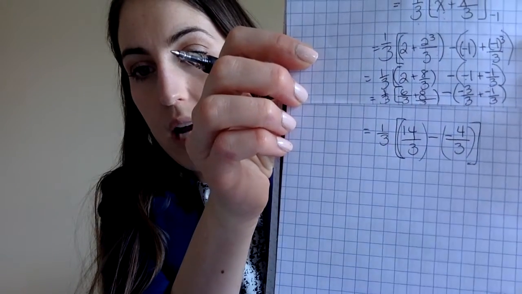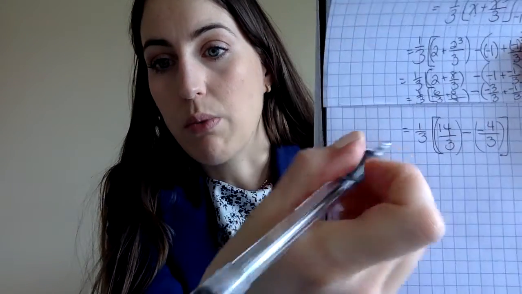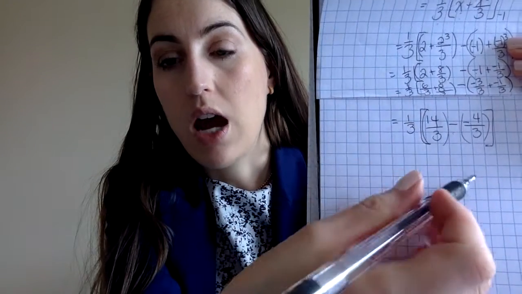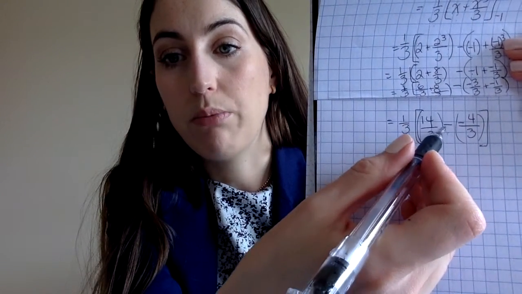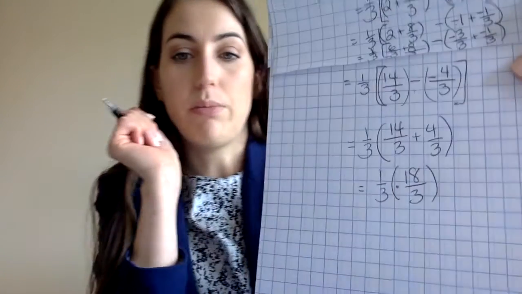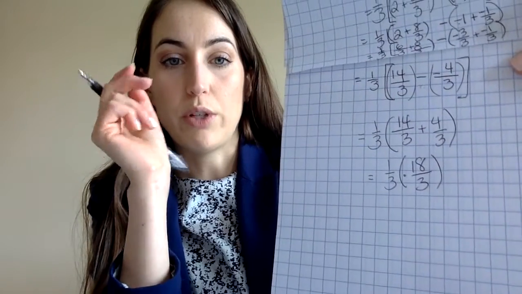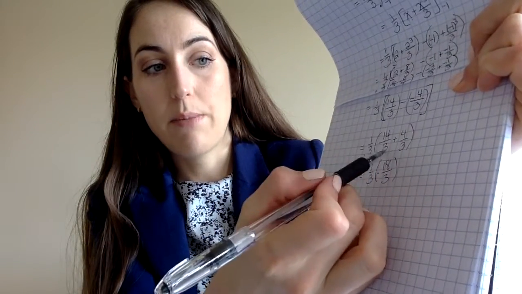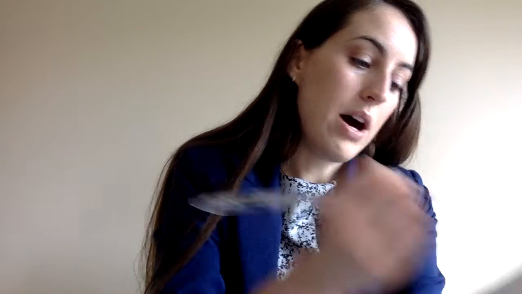So I have a 14/3 minus a negative 4/3. So minus a negative, that becomes a plus, and those are common denominators. So it's 14 plus 4 all over 3. 14/3 plus 4/3, and we got our 18/3. And then don't forget, we still have that 1/3 who's been waiting on the outside, and he can get multiplied on there. So we're multiplying two fractions, so you go straight across the top and straight across the bottom. So we get 18 in the top and 9 in the bottom.